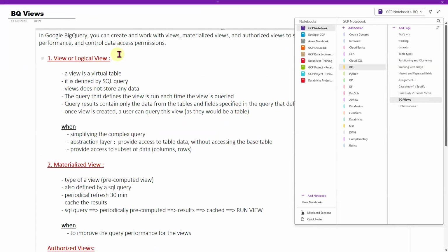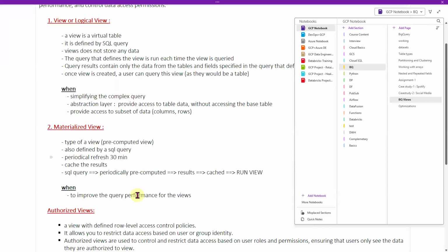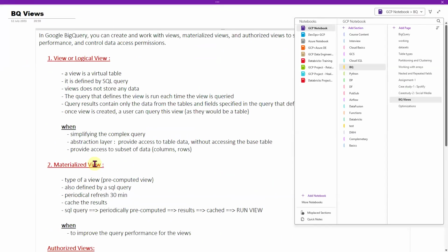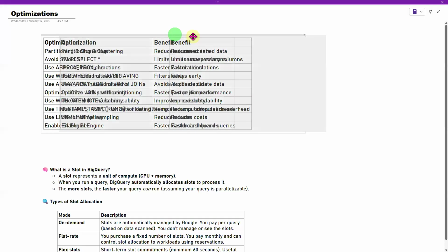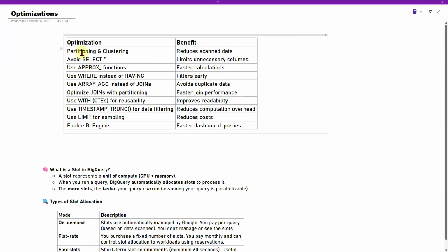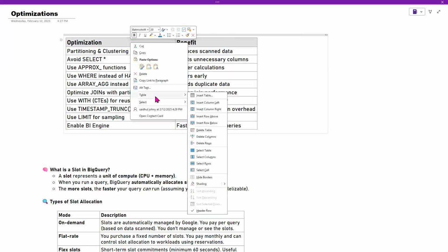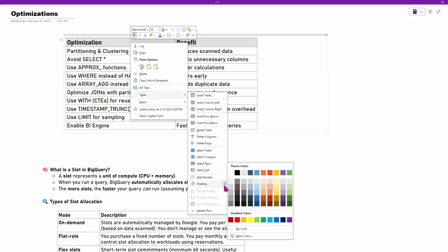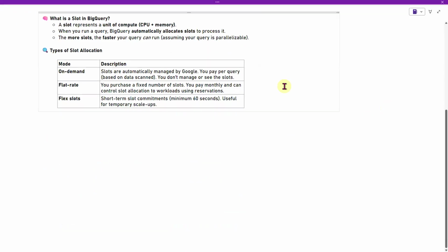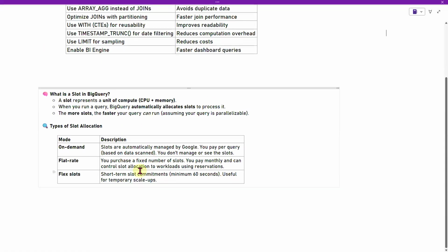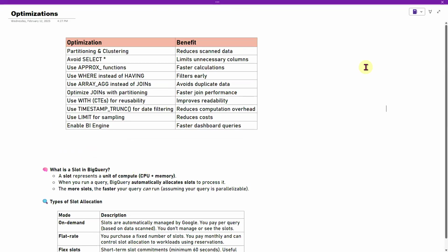And BigQuery views: what is a view, what is a materialized view, what is an authorized view. Optimization techniques: in BigQuery we have optimization techniques. What are the different optimization techniques available in BigQuery, and how do we actually do this? And what is a slot in BigQuery? What are the different types of slot allocations in BigQuery?